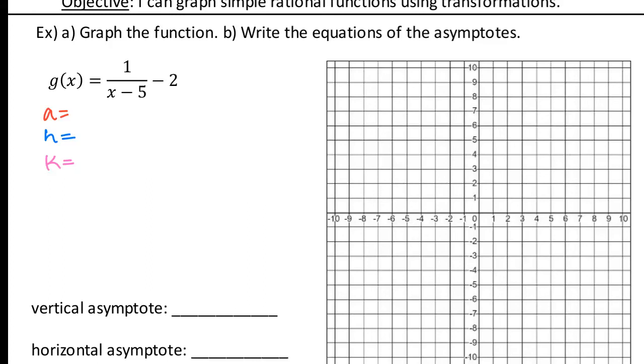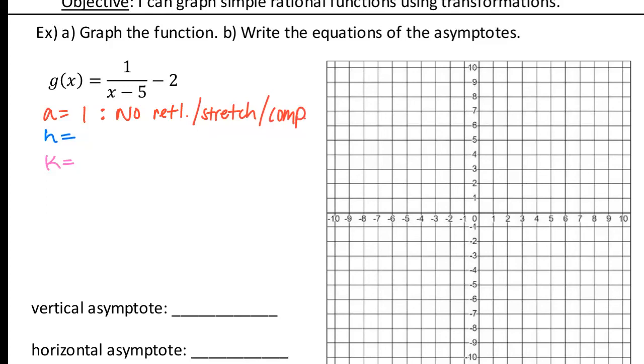All right, so on a count of 3, can I have everybody tell me what is the value for A? Ready? Tell me in 3, 2, 1. 1. That was bad, you guys. I only heard like 2 people. A is 1. So again, no stretch, no compression, no reflection.